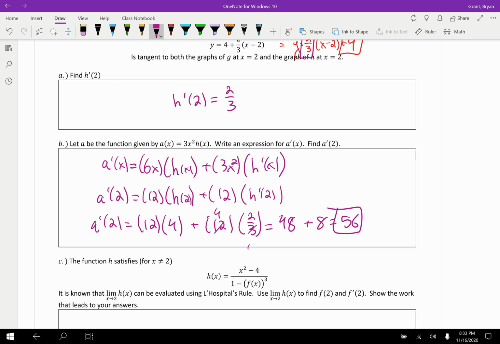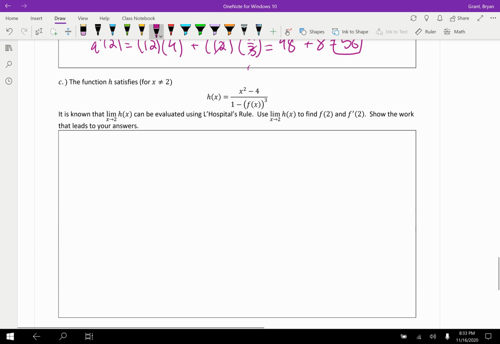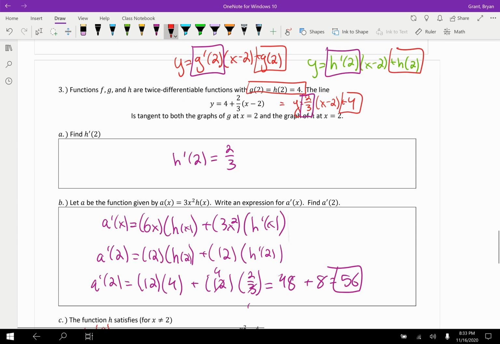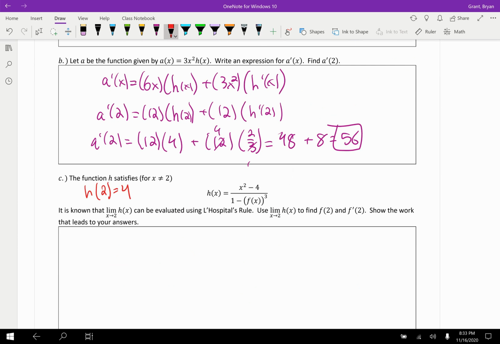Nice. Part C, the fun one. Here is a crazy function h of x. Oh, but wait, we know h of x. Actually, we don't know h of x. We know 2 things about h of x, and these are very important. We know that h of 2 we learned was 4, and we also know that h prime of 2 is 2/3. That becomes important.